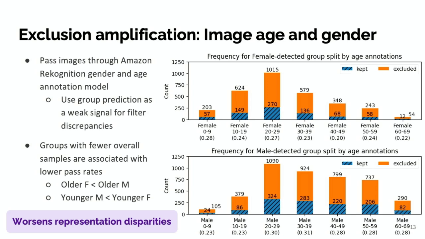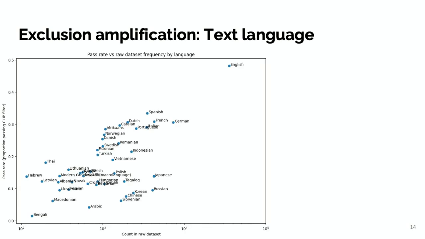So given the limitations of Rekognition, and also we were limited by the number of API calls, we also wanted to look at exclusion amplification in the case of text. So we apply a language detection model to all of the text samples of Common Pool. In this plot here, every single point represents a language. The x-axis represents how many samples this language appears in before filtering, and the y-axis plots the pass rate, or the proportion passing the CLIP filter.